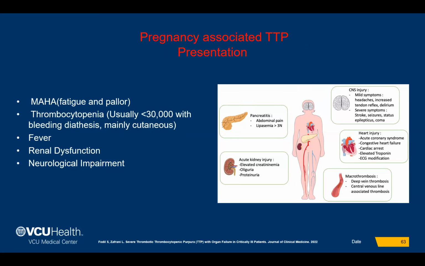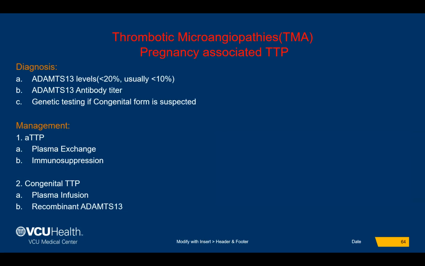So the presentations, as we discussed, the diagnosis happens usually with the levels, and we also want to check the antibodies to make sure that it is indeed an autoimmune process. And management consists of plasma exchange to remove those proteins and immunosuppression so that antibody production is decreased. Whereas in congenital TTP, we would do plasma infusions as prophylaxis. And now we actually have a recombinant ADAMTS13 that can be given in such cases.